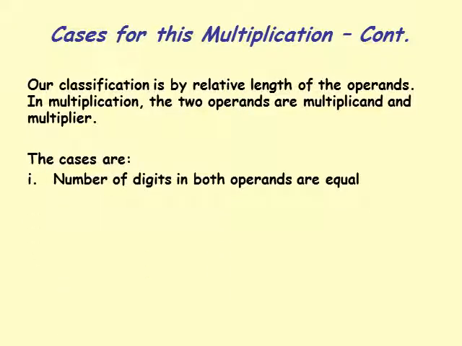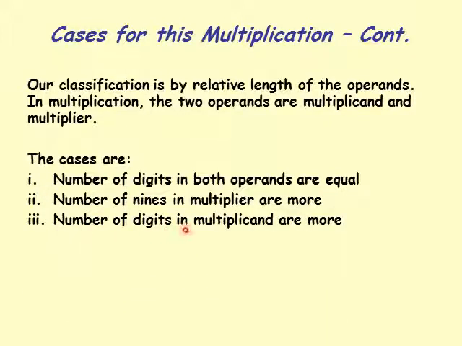The cases are: number of digits in both operands are equal. That's a very common case, and we will use it more frequently. Number of nines in the multiplier are more than the digits in the multiplicand. Number of digits in the multiplicand are more, so the length of the multiplicand is larger than the length of the multiplier. The multiplier is a sequence of nines. Let's continue here.